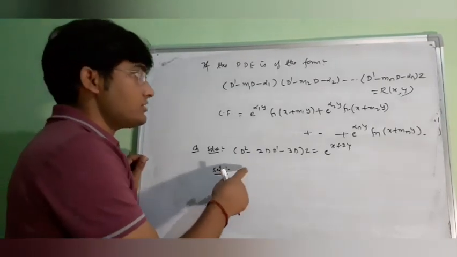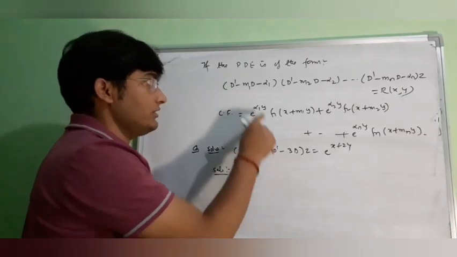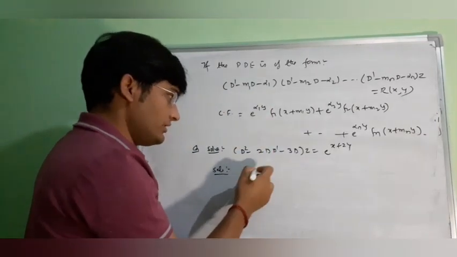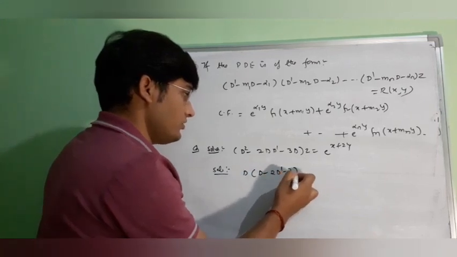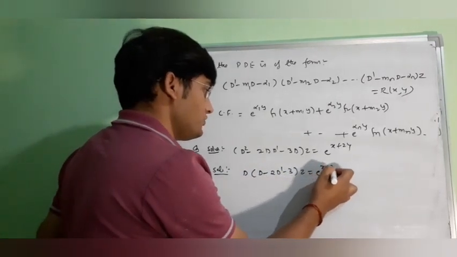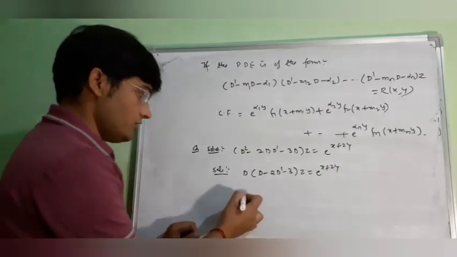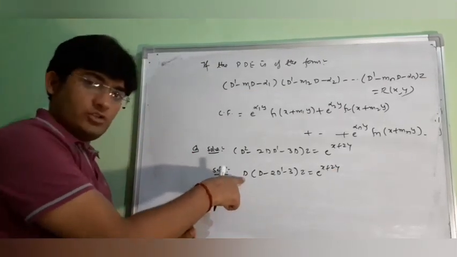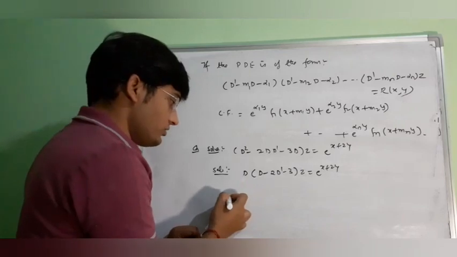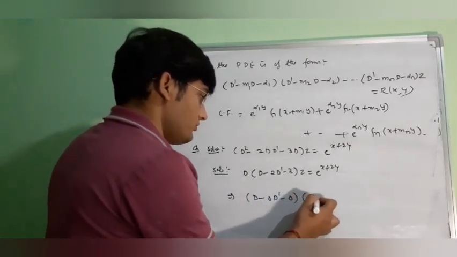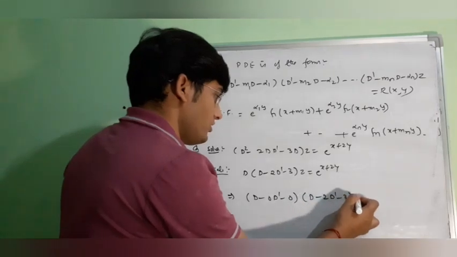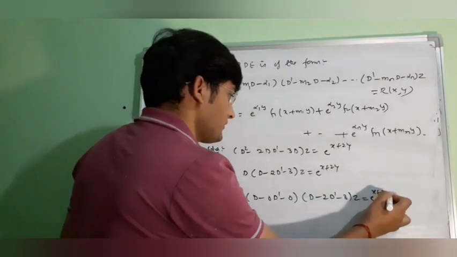Now here we will try to factorize this PDE in this form. So let us take D common, then we will have D(D - 2D' - 3) z = e^(x+2y). So now this term is homogeneous, and we can also write it as (D - 0D' - 0)(D - 2D' - 3) z = e^(x+2y).